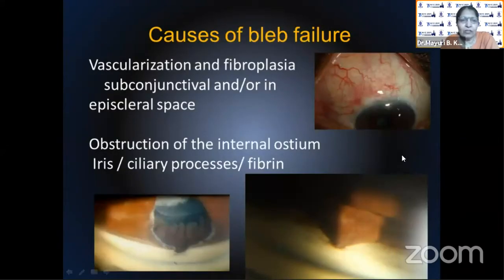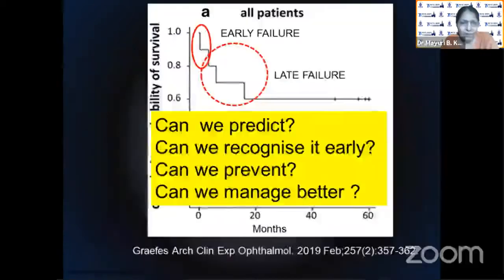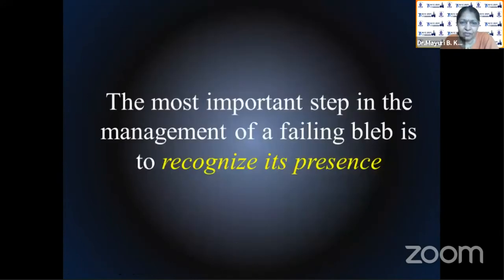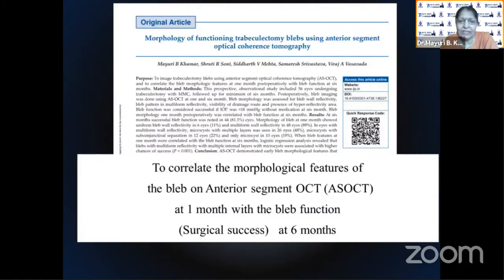Now we know that the cause of bleb failure is vascularization and fibroplasia underneath, in the subconjunctival space or in the episcleral space. Another cause could be the obstruction of the internal ostium by iris, ciliary process, or fibrin tissue. This can be identified by using gonioscopy. So can we predict the bleb failure early? Can we recognize it early? Can we prevent it, or can we manage it in a better fashion? The most important step in the management of the failing bleb is to recognize its presence.